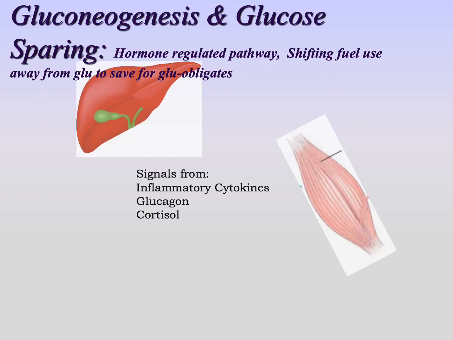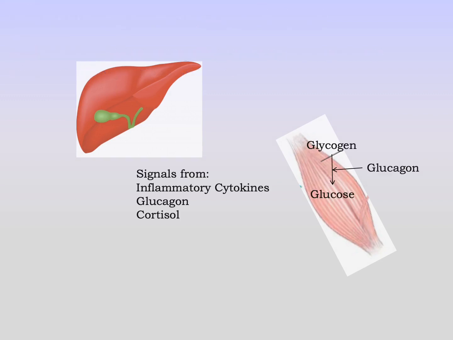This is where we hormonally will shift the fuel utilization at tissues away from carbohydrates, away from glucose and fructose, and towards the other fuel sources, lipids and amino acids. The typical signals are going to be based off of inflammatory regulators, glucagon and cortisol. And so the first signal here is where we get glucagon coming in and stimulating the release of glucose from glycogen. Now, most of this will be used at the peripheral tissues.